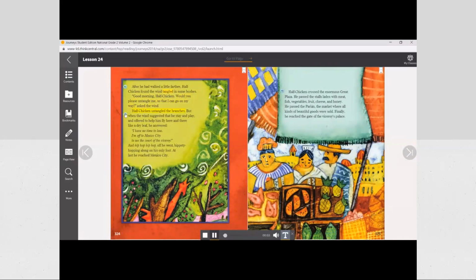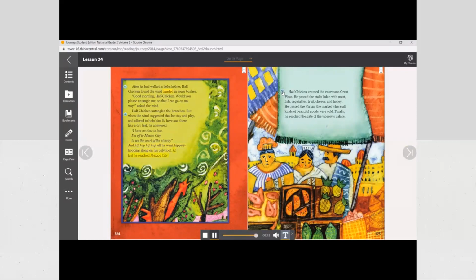Half Chicken untangled the branches, but when the wind suggested that he stay and play and offered to help him fly here and there like a dry leaf, he answered, "I have no time to lose. I'm off to Mexico City to see the court of the viceroy." And hip hop, off he went, hippity hopping along on his only foot.